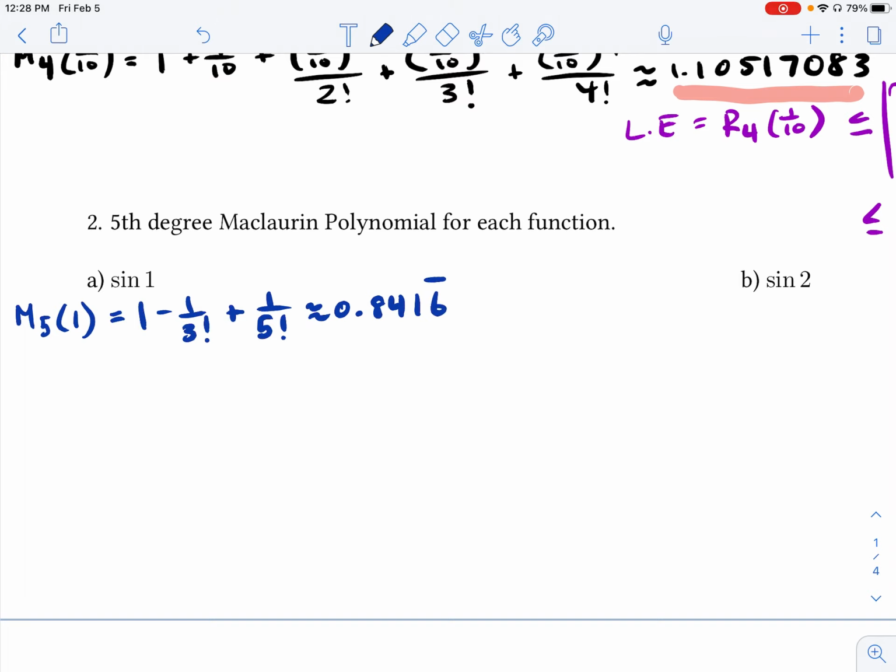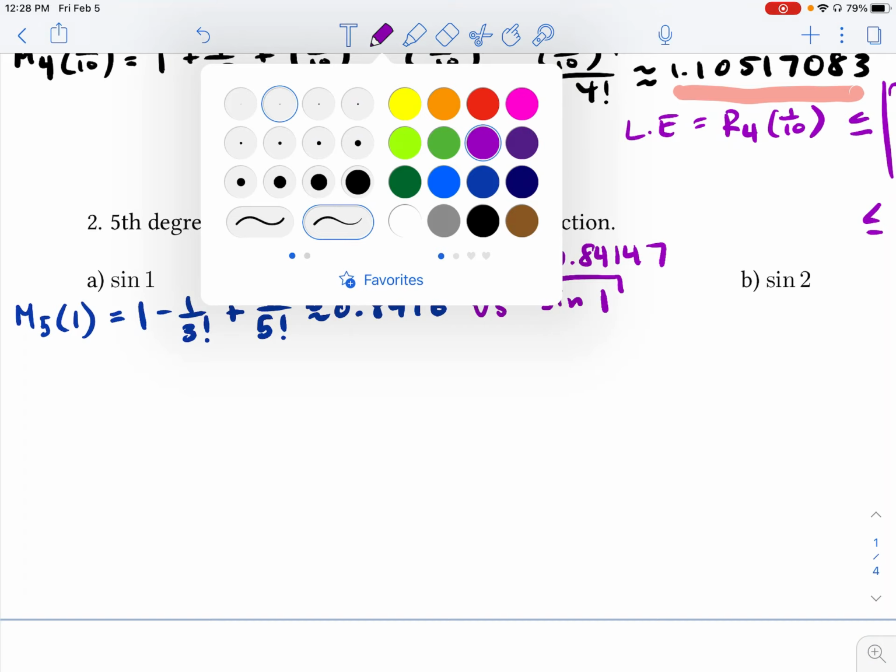When I calculate this, this comes out to approximately 0.8416 repeating. And while I'm at it, let's compare it to what the sine of 1 actually is. The sine of 1, if you make sure you're in radians, is approximately 0.84147. So we see that our Maclaurin polynomial right away is pretty good. But let's go ahead and find their unique errors.